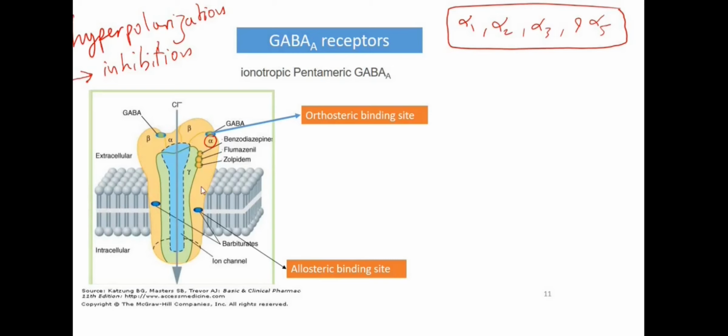They found that if the binding sites on alpha 1 are stimulated, this will lead to sedation, ataxia, and hypnosis. While if alpha 2, alpha 3, and alpha 5 subunits are stimulated, this will lead to anxiolytic action. So are the alpha subtypes the same or different? They are different. There are 4 different types: alpha 1, alpha 2, alpha 3, and alpha 5. They differ in structure, function, and location.